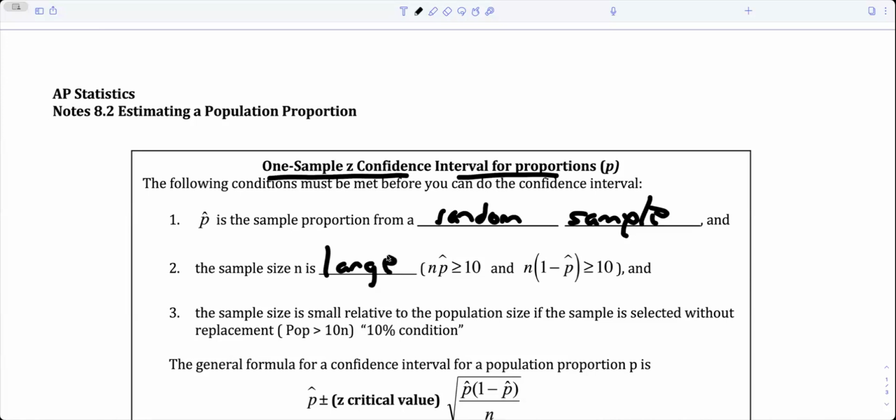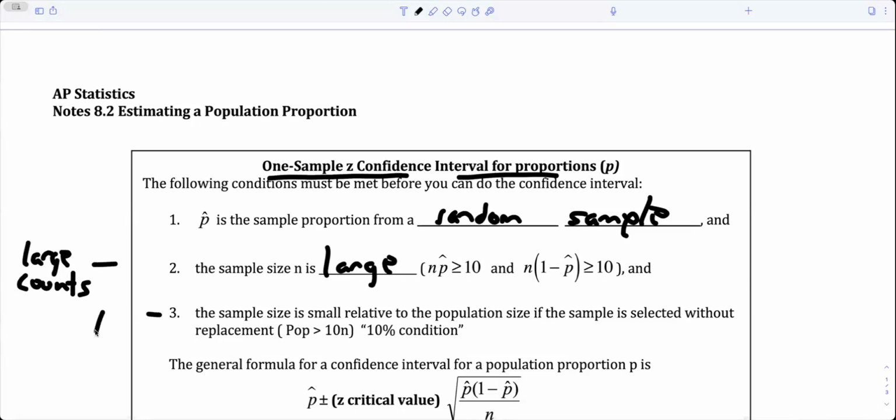So notice right here, we don't know what p is. That's what we're trying to estimate with the confidence interval. Therefore, we have n times p hat is greater than or equal to 10, and n times 1 minus p hat is greater than or equal to 10. Okay, so this is large counts.